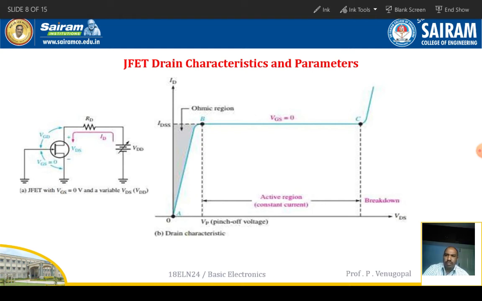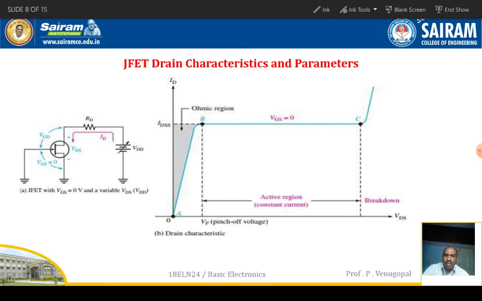There is no biasing, means no external supply is given to the gate of this JFET, means it is zero biasing. But VDD is provided, so that VDS is varying. Because of this VDD, the current ID is flowing through the RD, which is shown in the figure. In the figure you are observing, at point A, VDS is equal to 0, the current ID becomes IDSS, means current reached the saturation state.